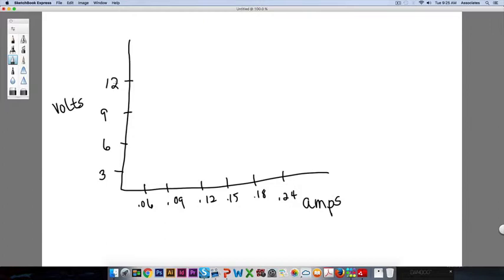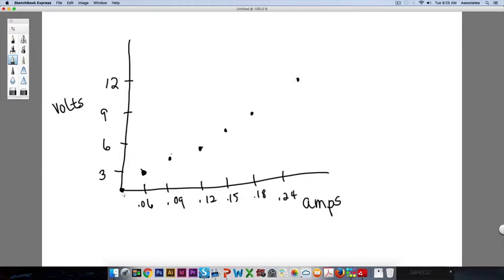And I'm hoping it'll turn out to be a straight line. 0.06 is here. We found out the y-intercept was at 0. At 0.09, it's 4.5, so it'll be halfway up, right about there. 0.12 will be 6. This will be 7.5. This will be 9. And the last one will be 12.